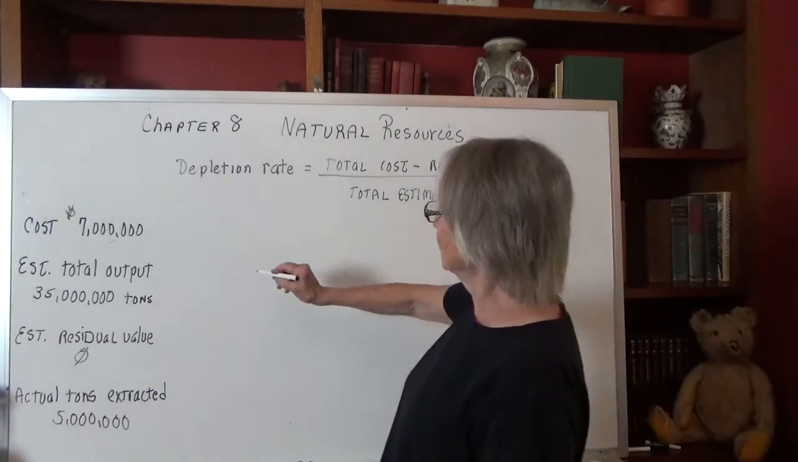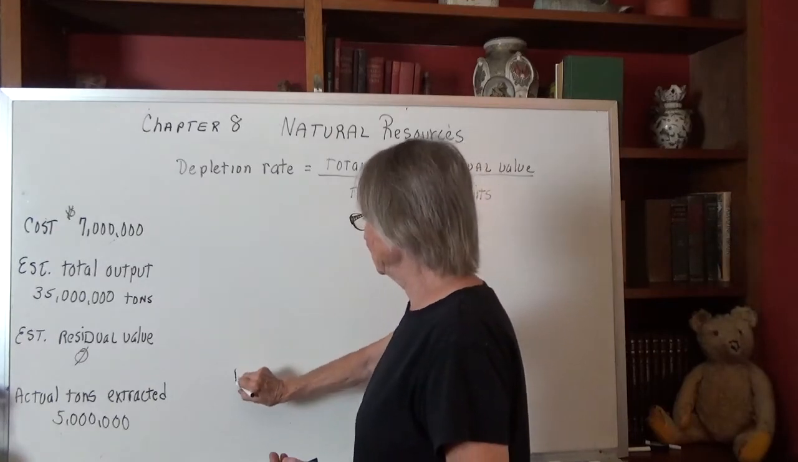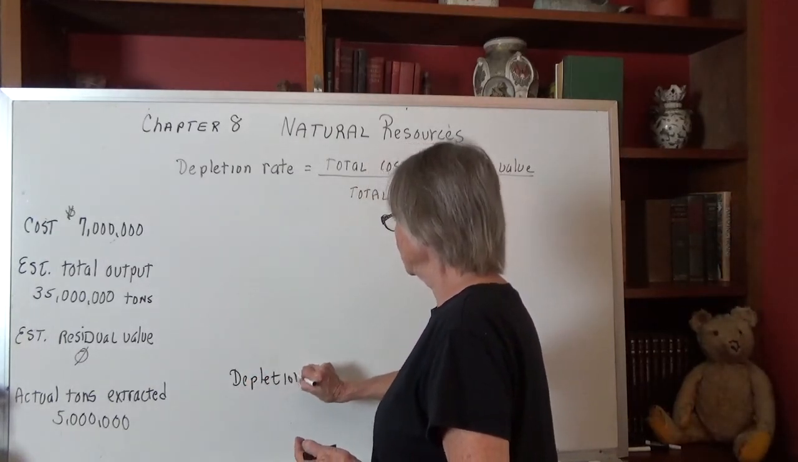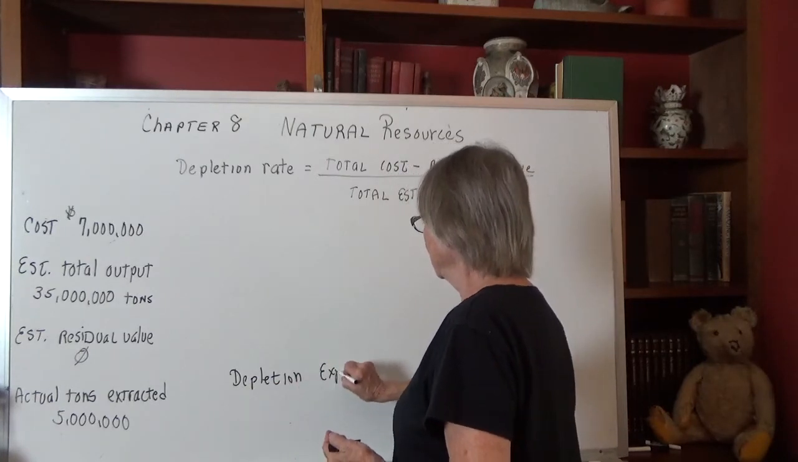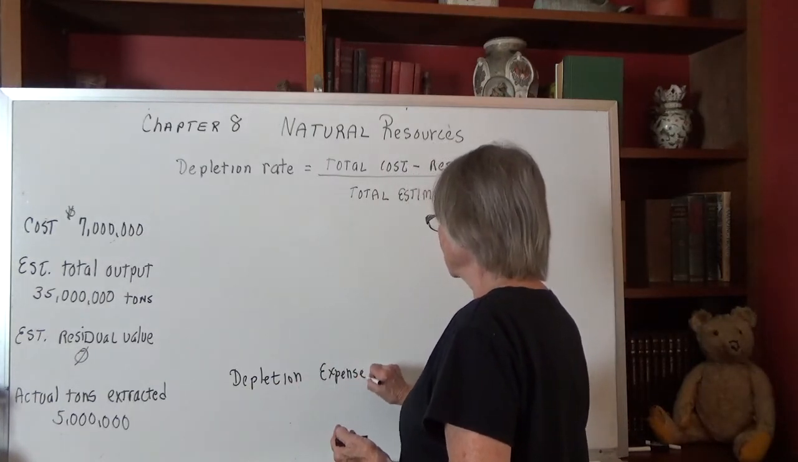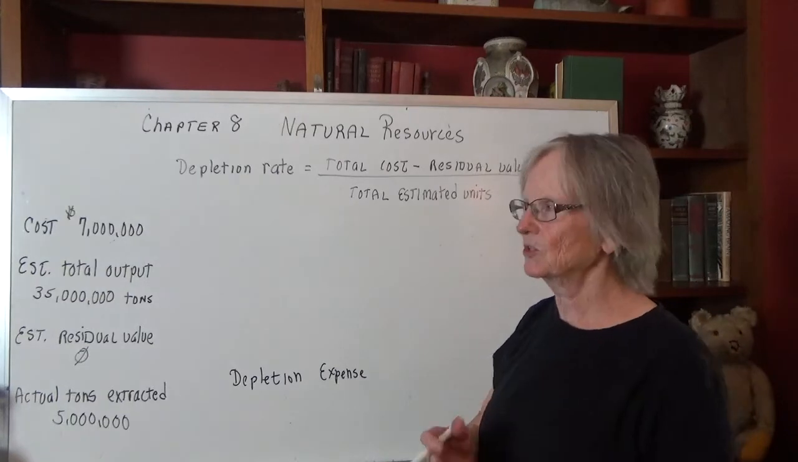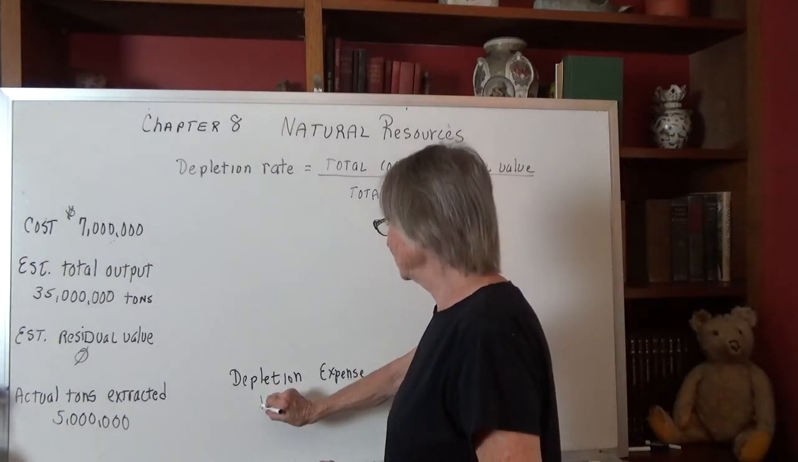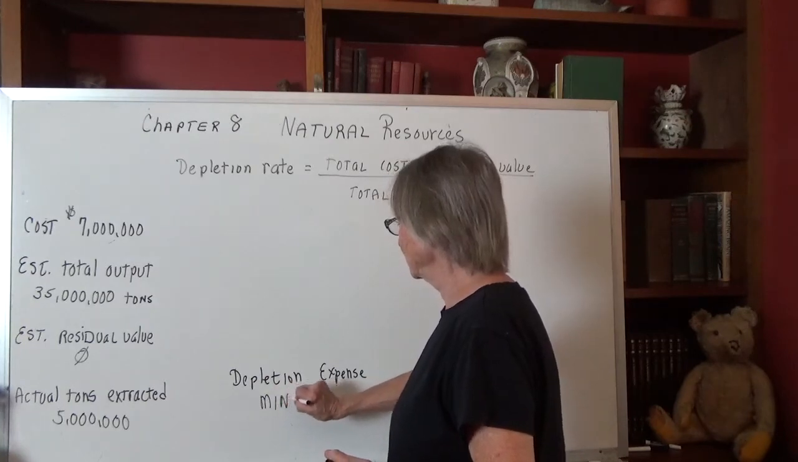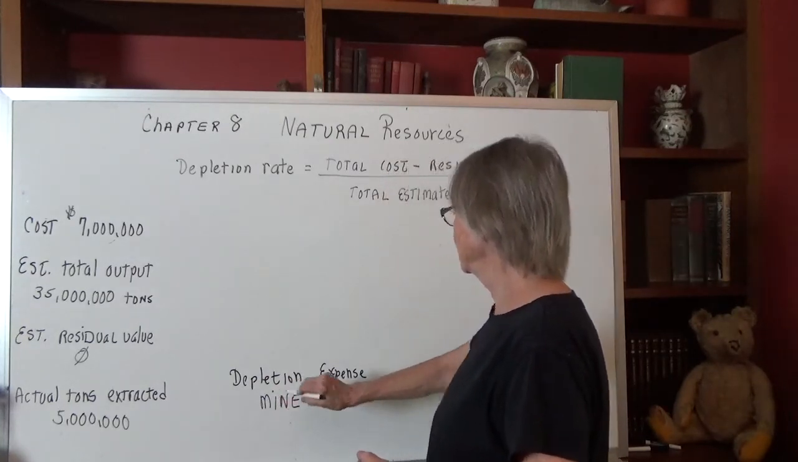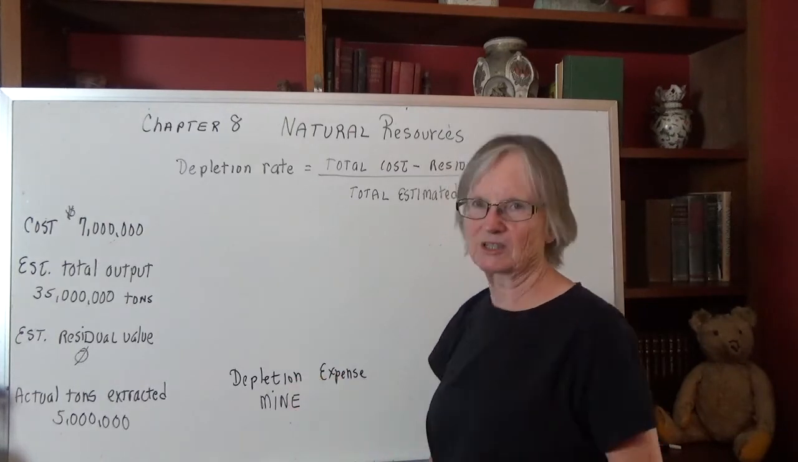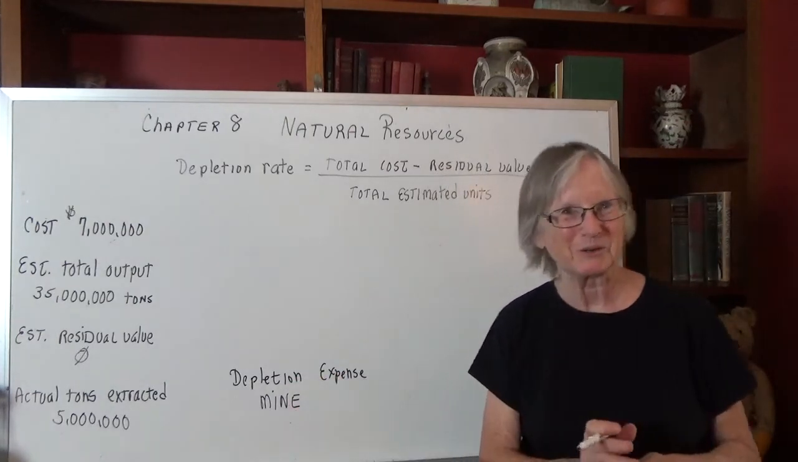So our journal entry is basically going to be depletion expense. This is where we want to end up, with depletion expense. And then most of the time, they're not going to use an accumulated account here. It's simply going to be crediting the asset itself. So if we were doing a mine, it would be mine. You could use an accumulated depletion account, and you wouldn't get it wrong.